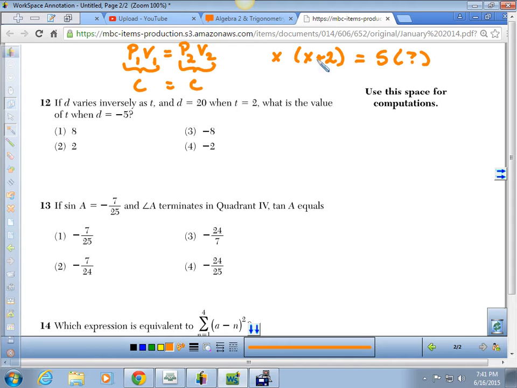This one's good, though. What are my two variables here? D and T. So we're going to have D1T1 has got to equal D2T2. Okay, so I know D is 20 when T is 2, and we want to find the value of T when D is negative 5. So simple enough. 20 times 2 is 40. Negative 5 times what is 40? Negative 8.